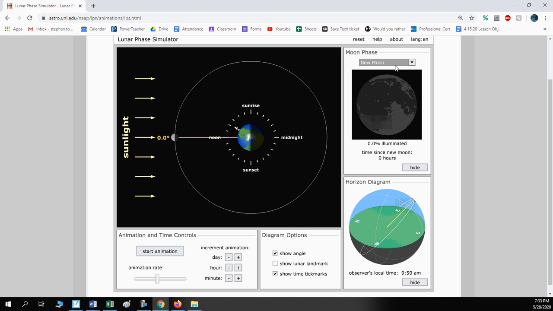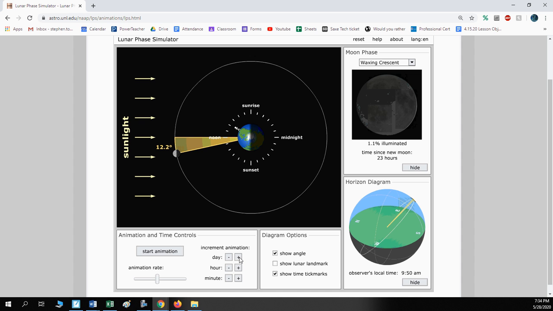Our first question is basically asking how many degrees the moon moves in a single day. To answer that, I'm just going to increment it by 1 day and show the angle. And there's your answer. That one's pretty straightforward.